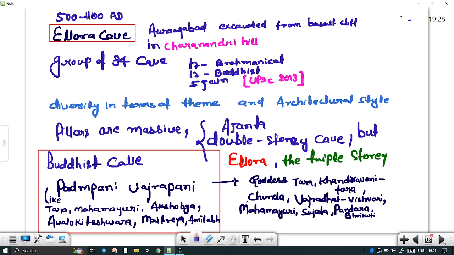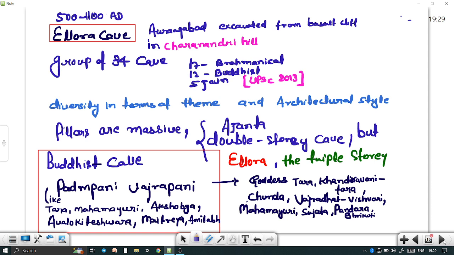Now, Buddhist caves: we will see that the shrine Buddha images are very big in size, and they are generally guarded by the images of Padmapani and Vajrapani. The Buddhist caves have many images belonging to Vajrayana Buddhism, like Tara, Mahamayuri, Akshobhya, Avalokiteshvara, Maitreya, Amitabha.